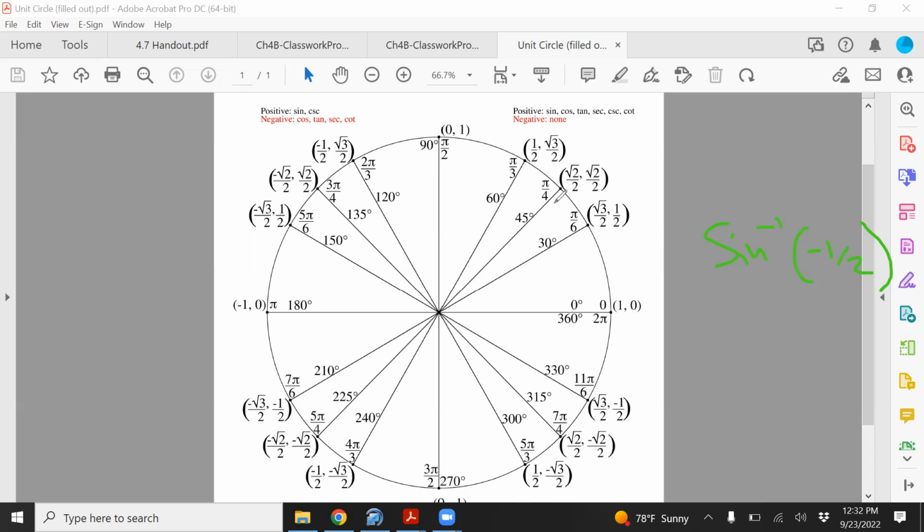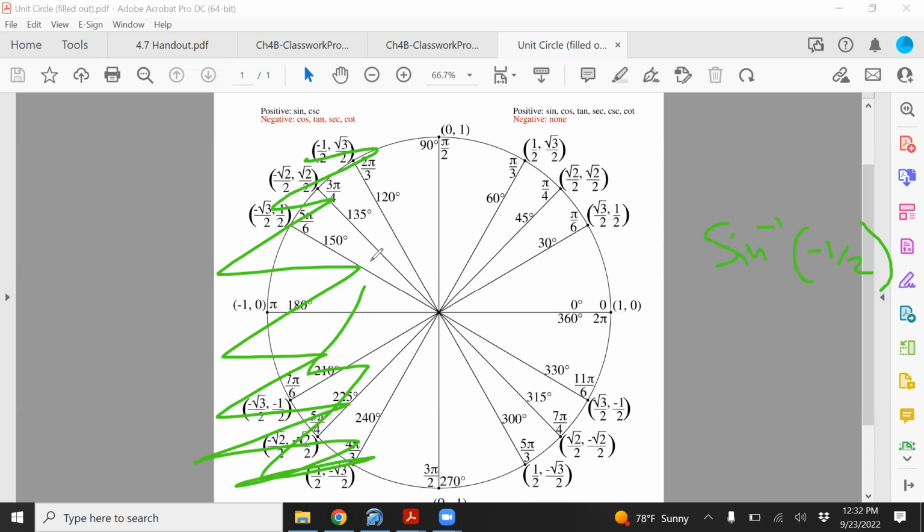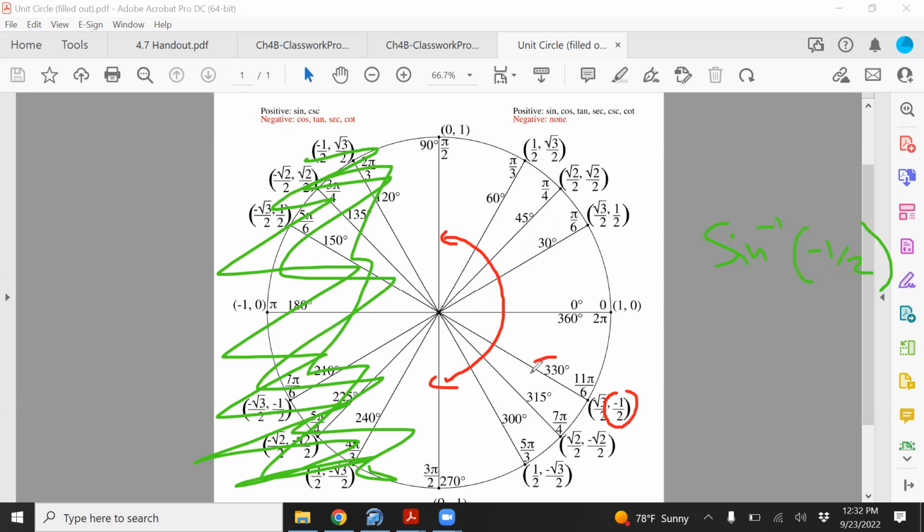All right. Okay, remember, we're only looking at the right side of the unit circle, okay? We're only looking at this side here. Where is the y coordinate -1/2, guys? Negative.